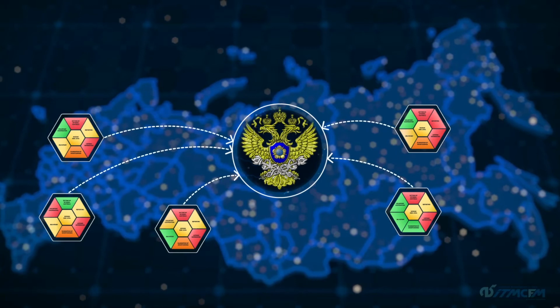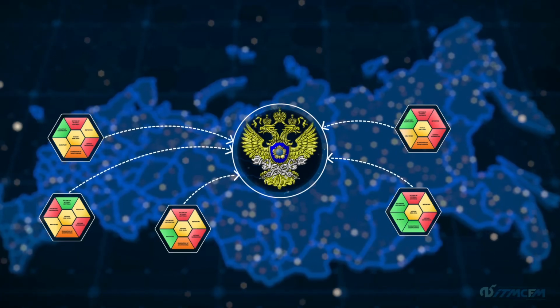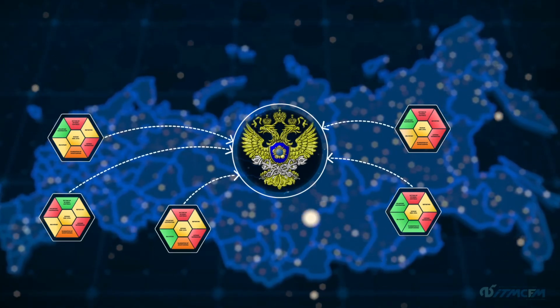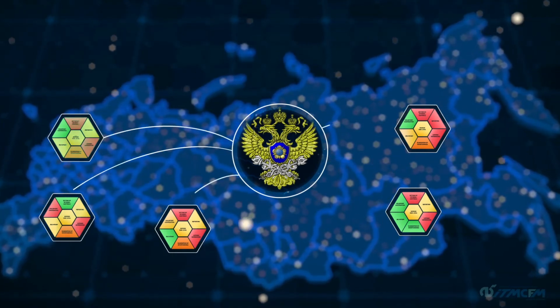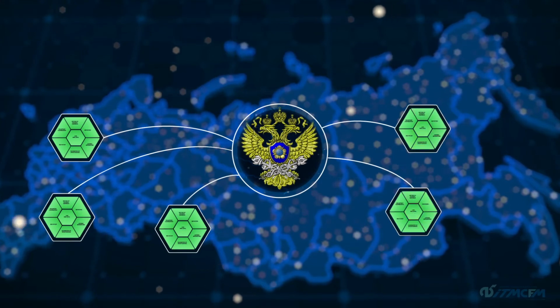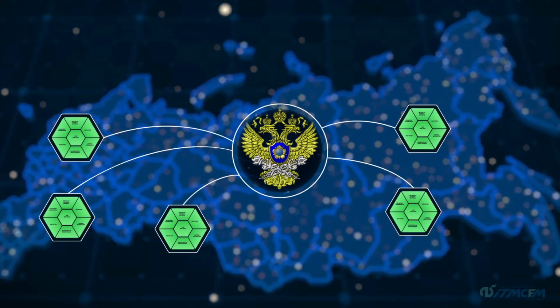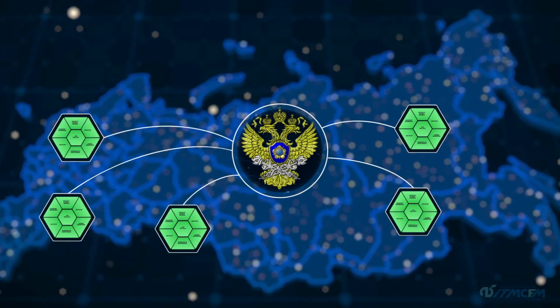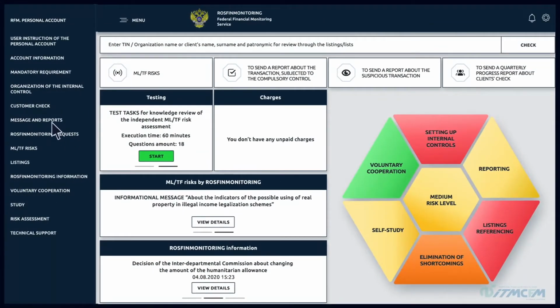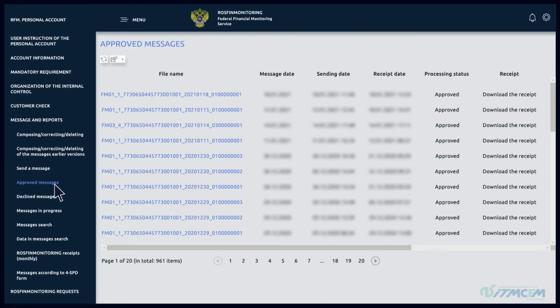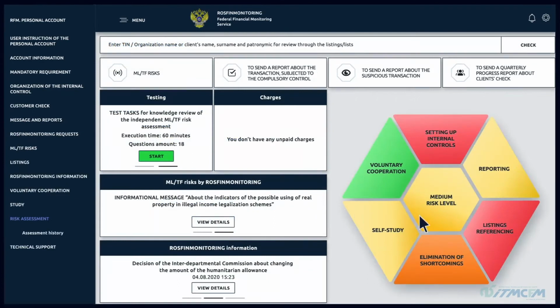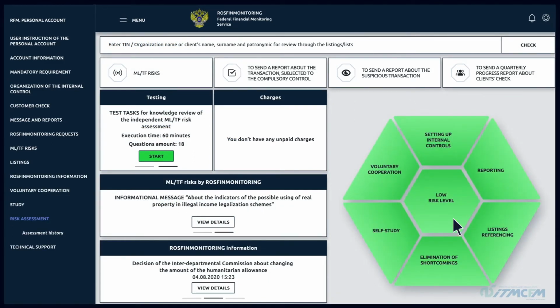The task of the subject of primary financial monitoring is to independently exit the red risk zone and move to the green zone. To do this, it is enough to take measures to eliminate deficiencies and to submit required information to ROSFin Monitoring. If deficiencies are identified in the organization's internal control system, ROSFin Monitoring will inform about the need to eliminate violations. Thus, the user will be able to independently correct these shortcomings, reducing the level of MLTF risk.